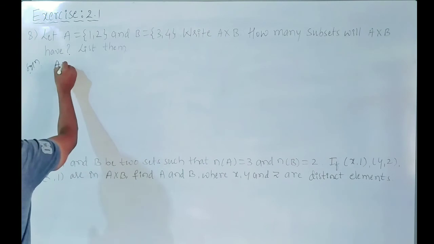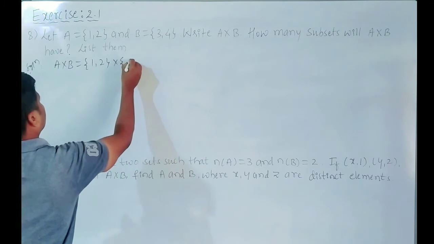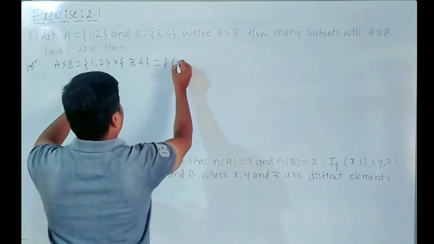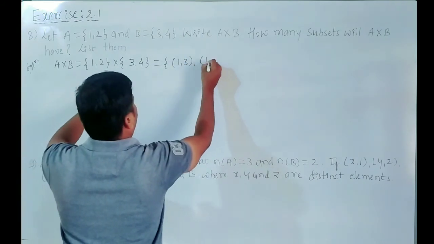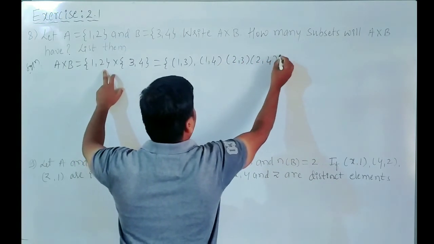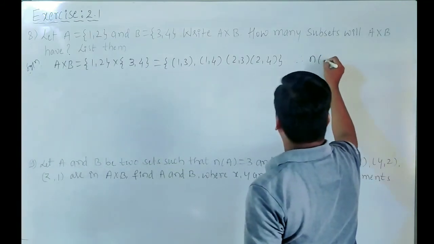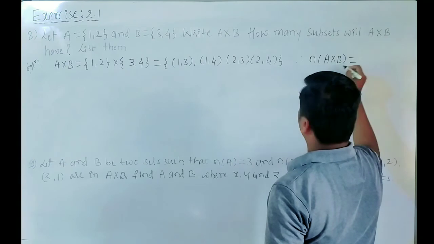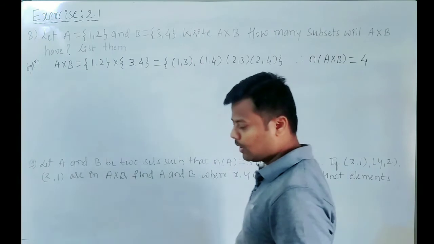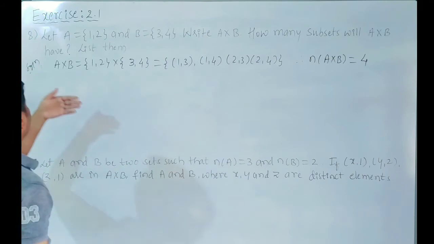First we have to find A cross B. So what is A cross B? Write down A cross B: 1, 3, 1, 4. Next one 2, 3, 2, 4. Therefore n of A cross B equals 4 elements. And they have asked how many subsets will the Cartesian product of A and B have?